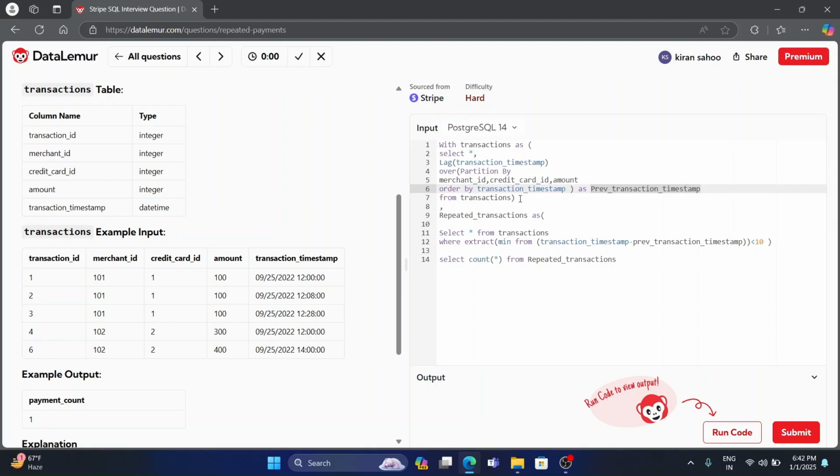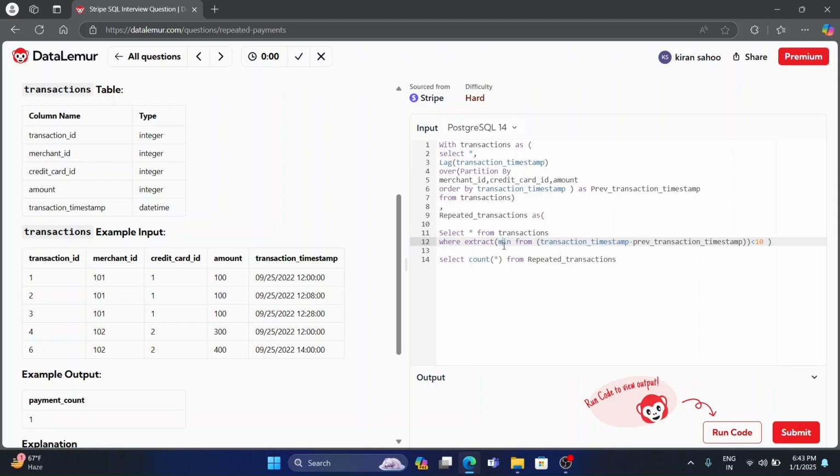After getting this information, I am adding it inside a temporary table called transactions. Then I refer to this table to get the repeated payment details. In the repeated payments query, I have created one more temporary table where I refer to the above transactions table. Here I am fetching all the columns, but in the where condition, the difference between the current transaction timestamp and the previous transaction timestamp should be less than 10. We are calculating this difference based on 10 minutes.